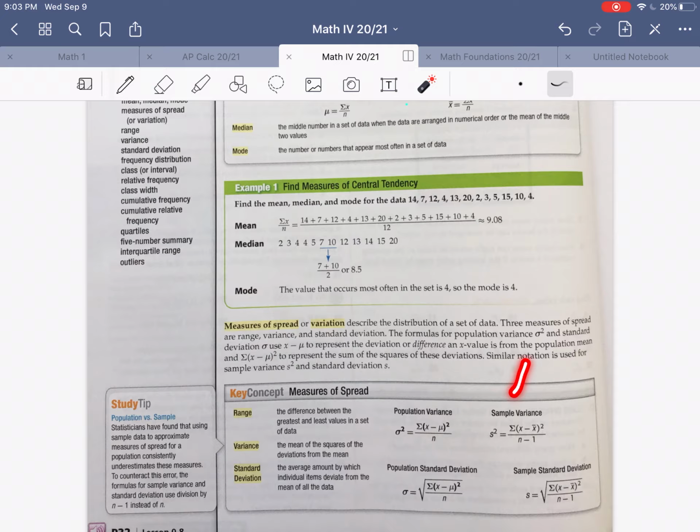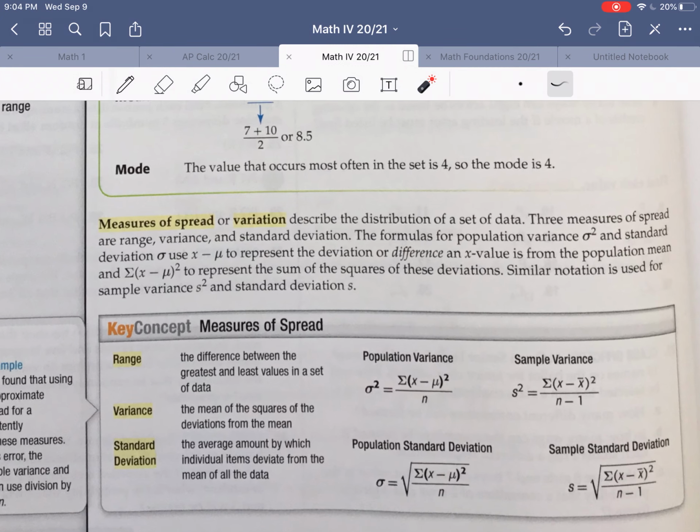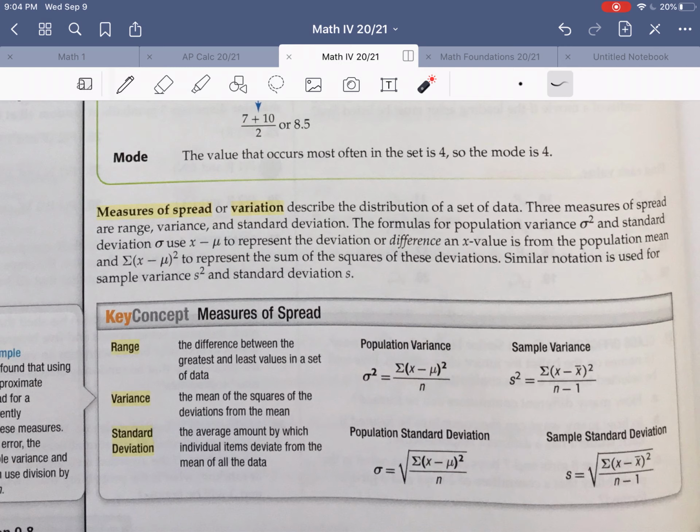Now the next thing we're going to talk about are called measures of spread, or variation. Measures of spread are a way of determining how far spread out your values are. If you have values that are spread all over the place, your measure of spread is going to tell you that. It says that while we could say there's an average value, it doesn't mean as much because the data points are so far spread out.